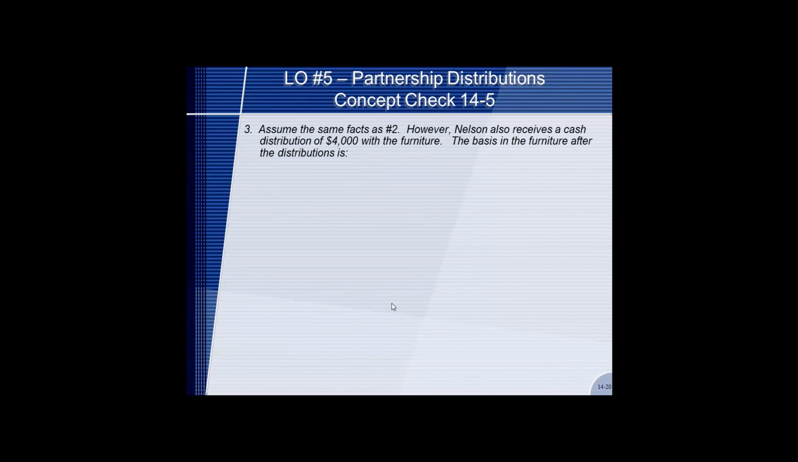Assume the same facts, however, Nelson receives a cash distribution of $4,000 with the property. The basis in the furniture after the distribution is 8,000, 10,000, 12,000, or 16,000. The answer is 8. The basis in the furniture would be reduced by whatever the cash payment is. So 12,000 minus 4,000.